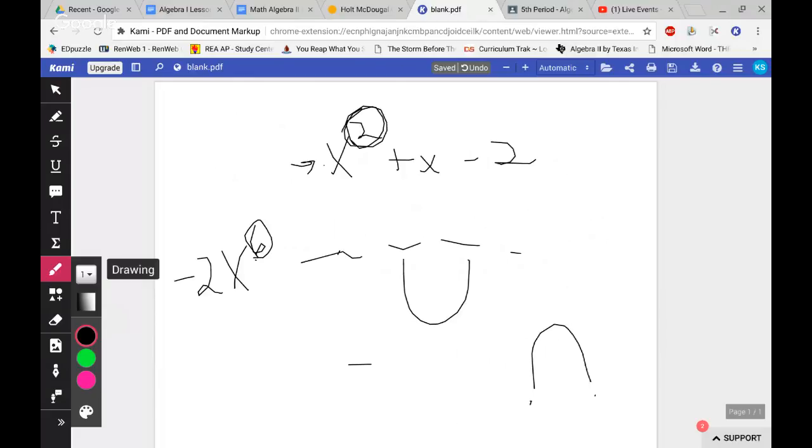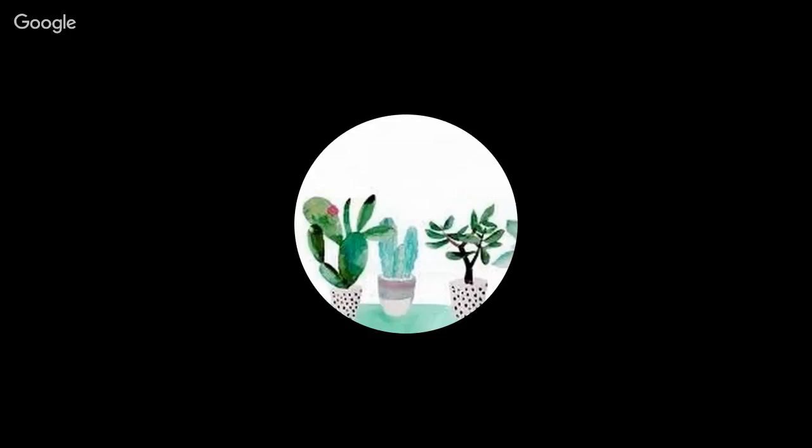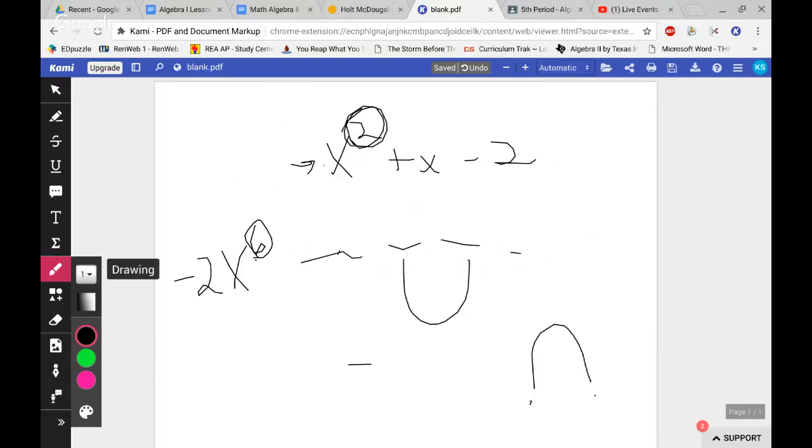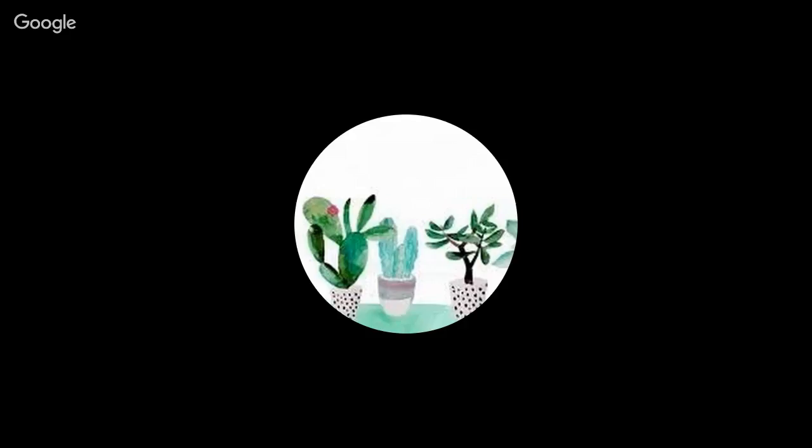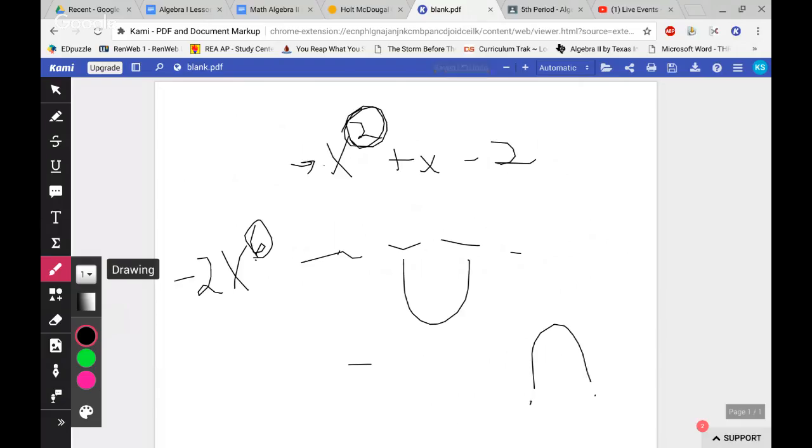Does that make sense? Yes, ma'am. As your parent. And then the leading coefficient tells you whether it's going to be happy or sad. Okay. Or what the slant is. Okay, that makes sense. Okay.